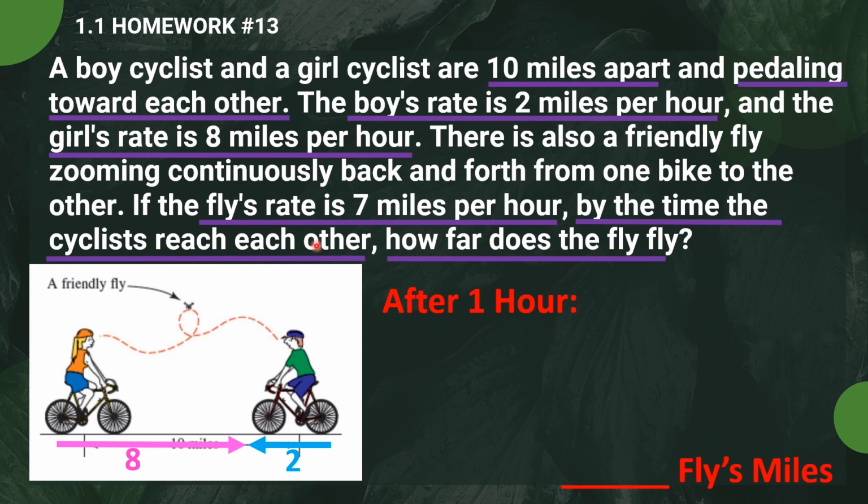Okay, so look at the question. It says that by the time the cyclists reach each other, they're going to reach each other in 1 hour. How far does the fly fly? So the fly is only going to have to fly for 1 hour. Well, how far does the fly fly in 1 hour? The fly flies 7 miles per hour. So this turns out to actually be an easy problem. The fly flies 7 miles.